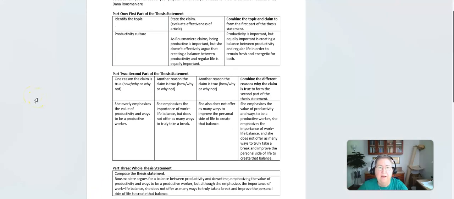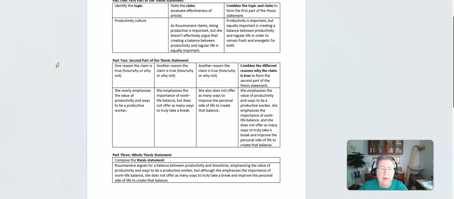All right, so let's come back to the exemplar table, and look at the information in part 2, the second part of the thesis, where you list the supporting reasons that prove that your claim is true. Reason 1, she overly emphasizes the value of productivity and ways to be a productive worker. Another reason the claim is true, she emphasizes the importance of work-life balance, but does not offer as many ways to truly take a break. And the third reason the claim is true, she also does not offer as many ways to improve the personal side of life to create that balance.